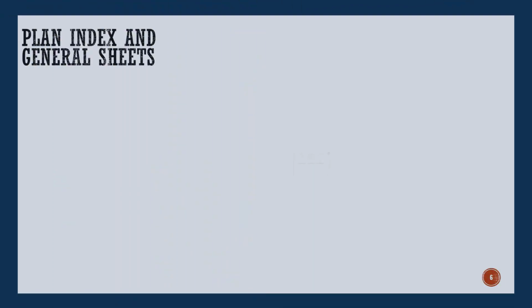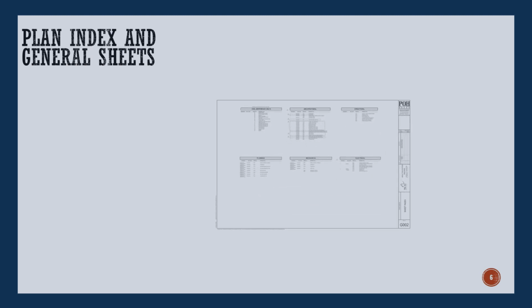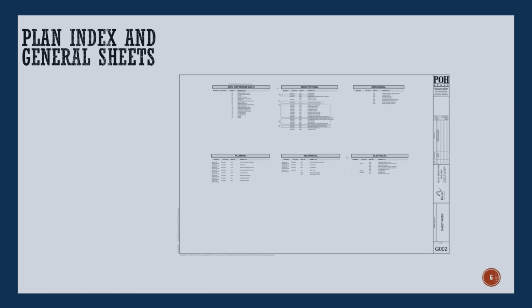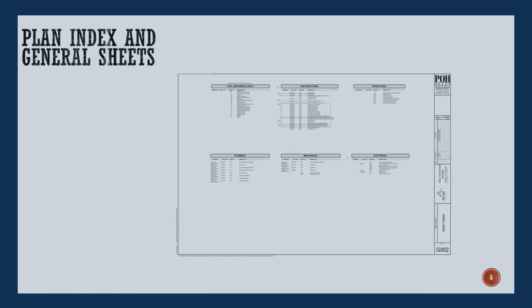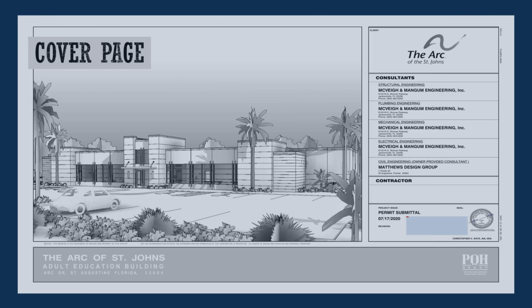I was going to start with the first page, the cover page, but this page is the most important, the sheet or plan index. This is found in the general sheets or G sheets. They contain the cover sheet plan index, plot plans, general notes, partition types, and life safety plan. This page will help you quickly find what you are looking for. Don't waste time going page by page. Go to the source. The cover page.